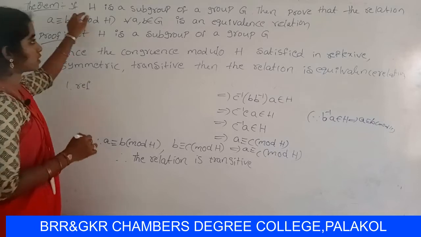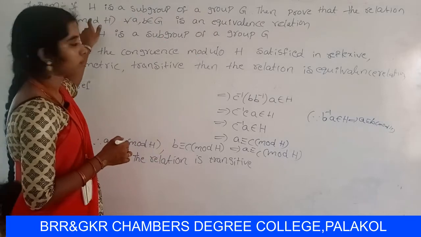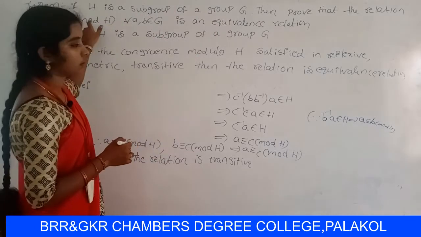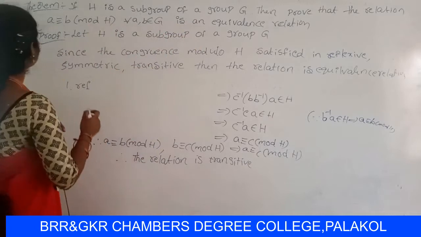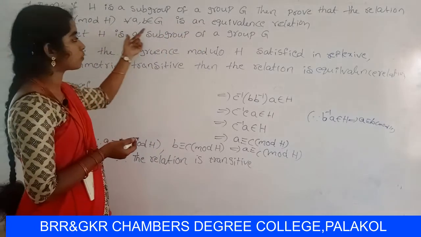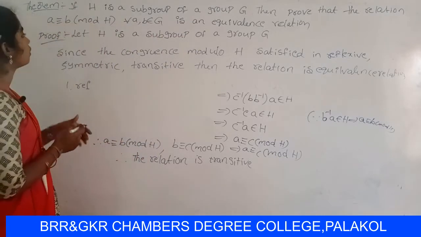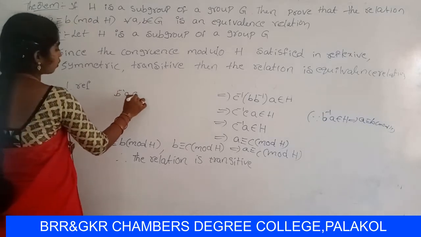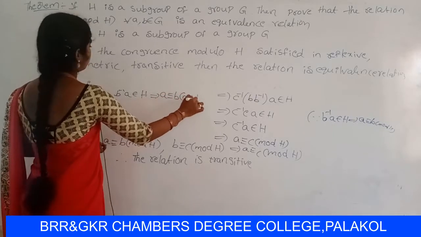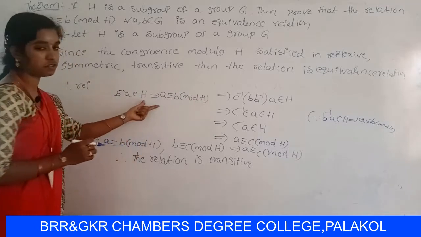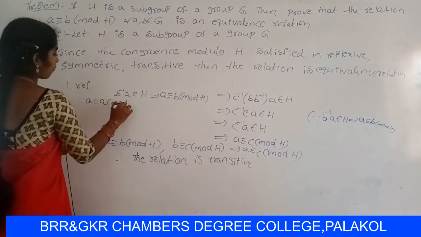So first of all, H is a subgroup of a group Z. Prove that the relation congruence modulo H, A congruent to B modulo H for all A, B belongs to Z, is an equivalence relation. H is already given as a subgroup of group Z. By using the definition, B inverse A belongs to H implies A congruent to B modulo H. First is reflexive: we have to prove A congruent to A modulo H.